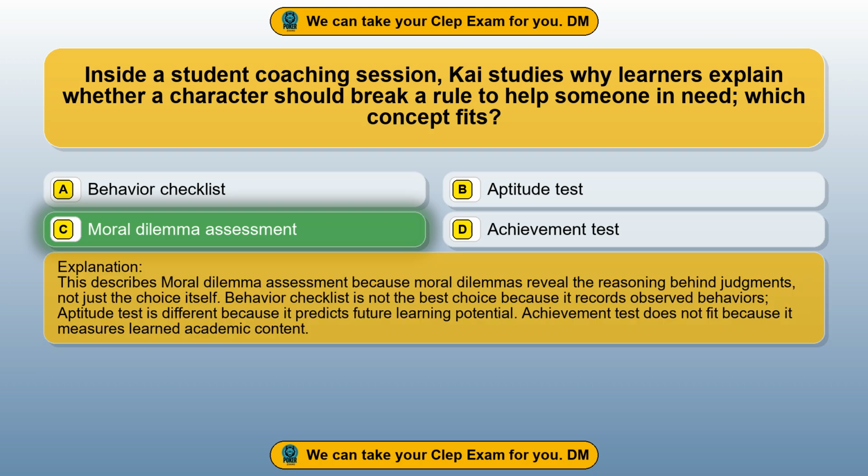This describes moral dilemma assessment because moral dilemmas reveal the reasoning behind judgments, not just the choice itself. Behavior checklist is not the best choice because it records observed behaviors. Aptitude test is different because it predicts future learning potential. Achievement test does not fit because it measures learned academic content.